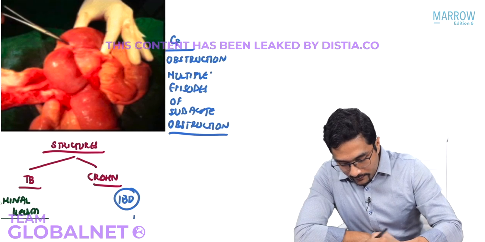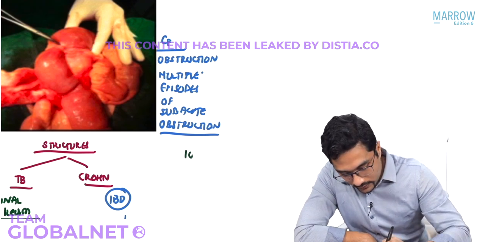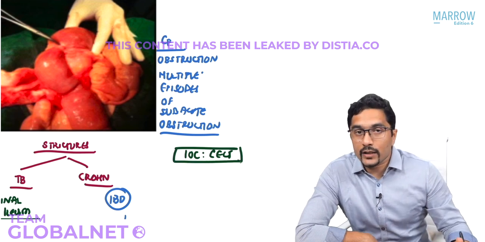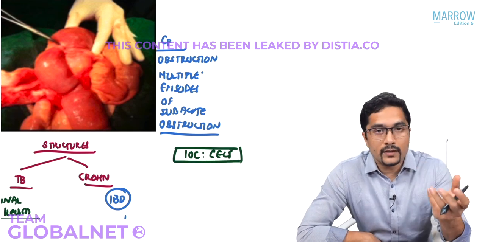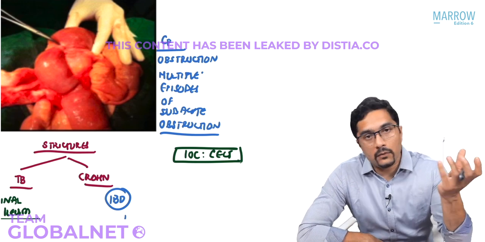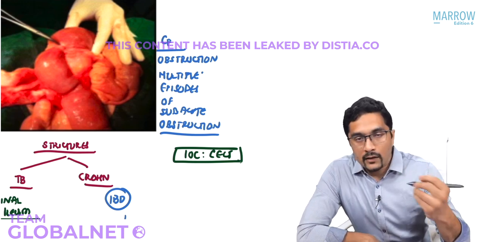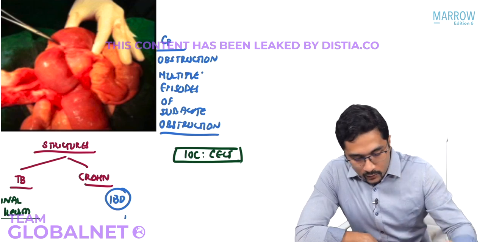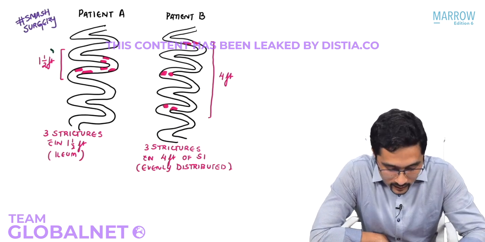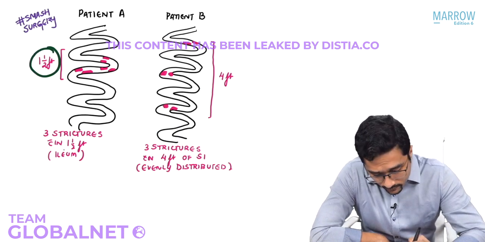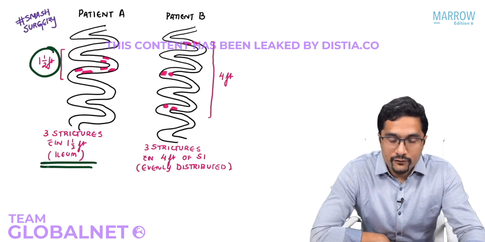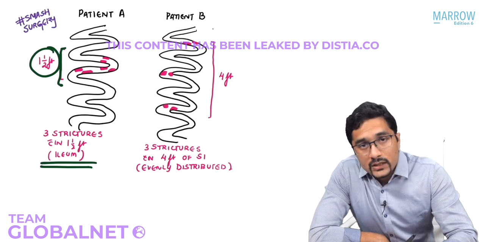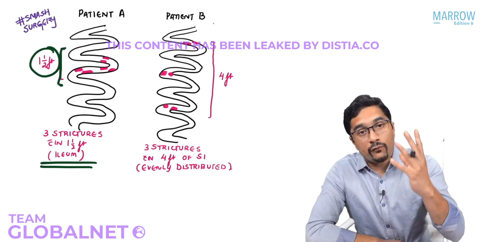Okay. The investigation of choice to pick up a stricture is going to be a CECT. A CECT will pick up that there is a stricture present. Of course, it cannot make out the cause of the stricture. That we will usually get to know once we open up the abdomen. Now let's consider two scenarios, and that will highlight the difference in management as well. So supposing there are two patients, there is patient A who has 3 strictures within 1.5 feet of the ileum, and patient B has 3 strictures, but they are spread apart over 4 feet.